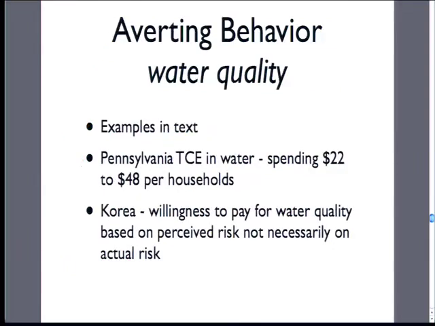And then we also have a lot of what we call averting behavior about water quality. People spending money on drinking water. This happens all around the world. It happens in the poorest countries in Africa. There are some studies that show that some of the poorest people in the world spend the most per capita or per year on getting clean water.